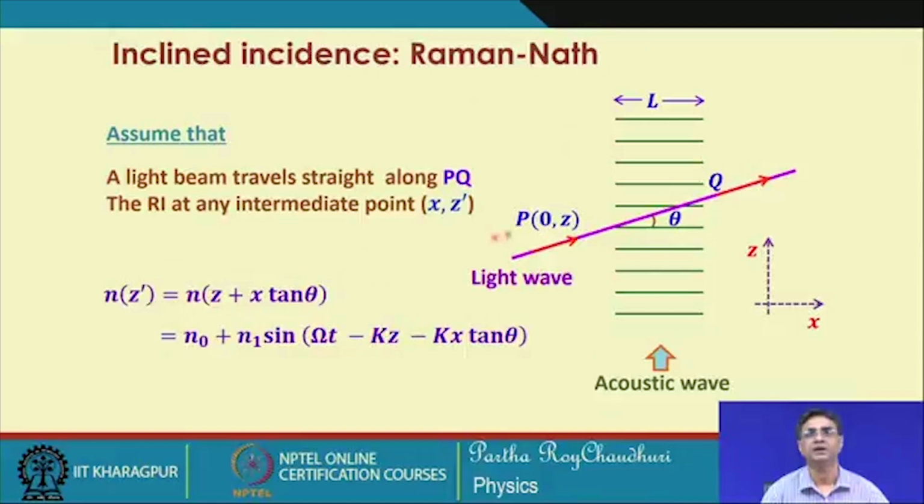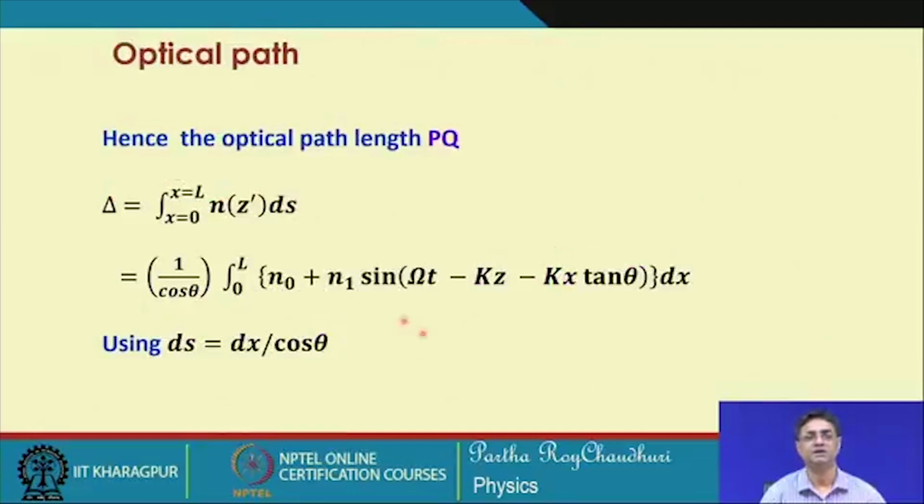Analytically we can calculate this, because this is now a function of x as well as z. This delta z is your x tan theta, so it goes into this, and you can rewrite this equation as kz minus kz tan theta. That is very straightforward. I just replace this z by z plus x tan theta in the basic equation of the refractive index modulation.